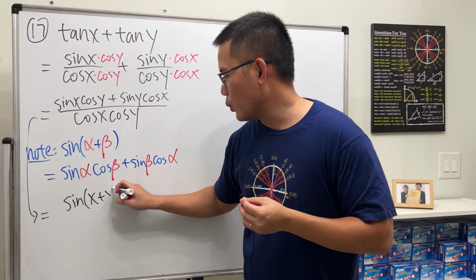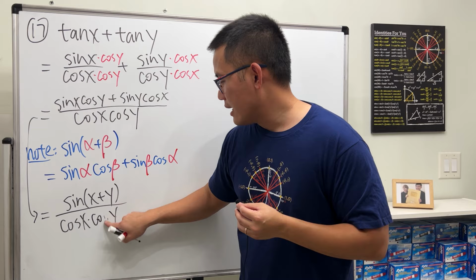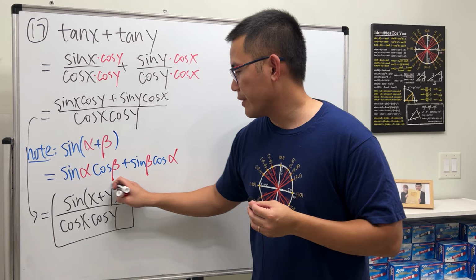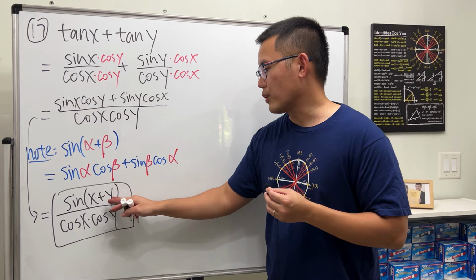And then for the bottom, we have cosine x times cosine y. And this is in fact the most that we can do, so we leave it like this. Do not break this apart. If you want to break this apart, you get back this. Sine of x plus y is not the same as sine of x plus sine of y, so don't do that. Number 17.